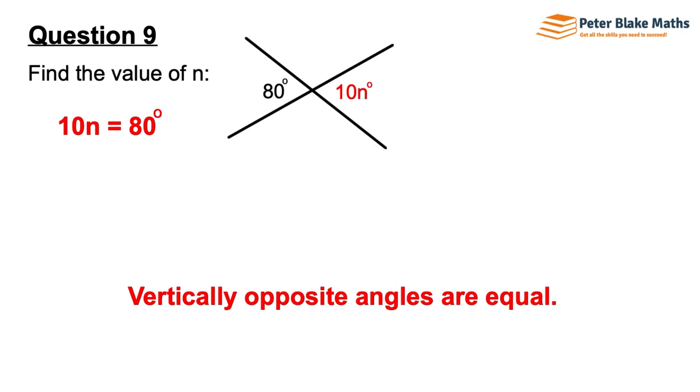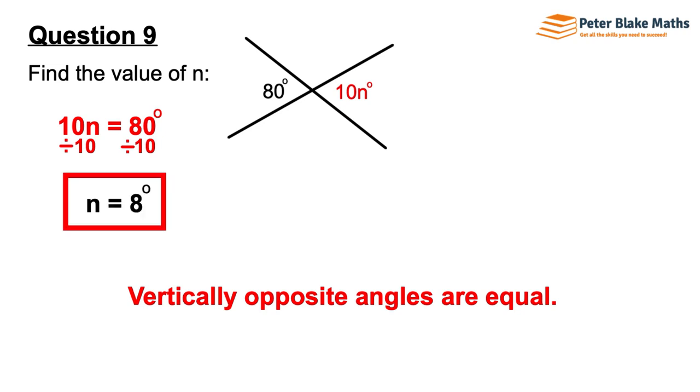10n equals 80. To get n on its own, we'll try and get rid of that 10 that's multiplying. So we'll do the opposite to achieve that. We'll divide both sides by 10. Leaves us with n on its own on the left hand side, and 80 divided by 10 is 8 degrees. So the value of n in the diagram would be 8 degrees to make that all make sense.